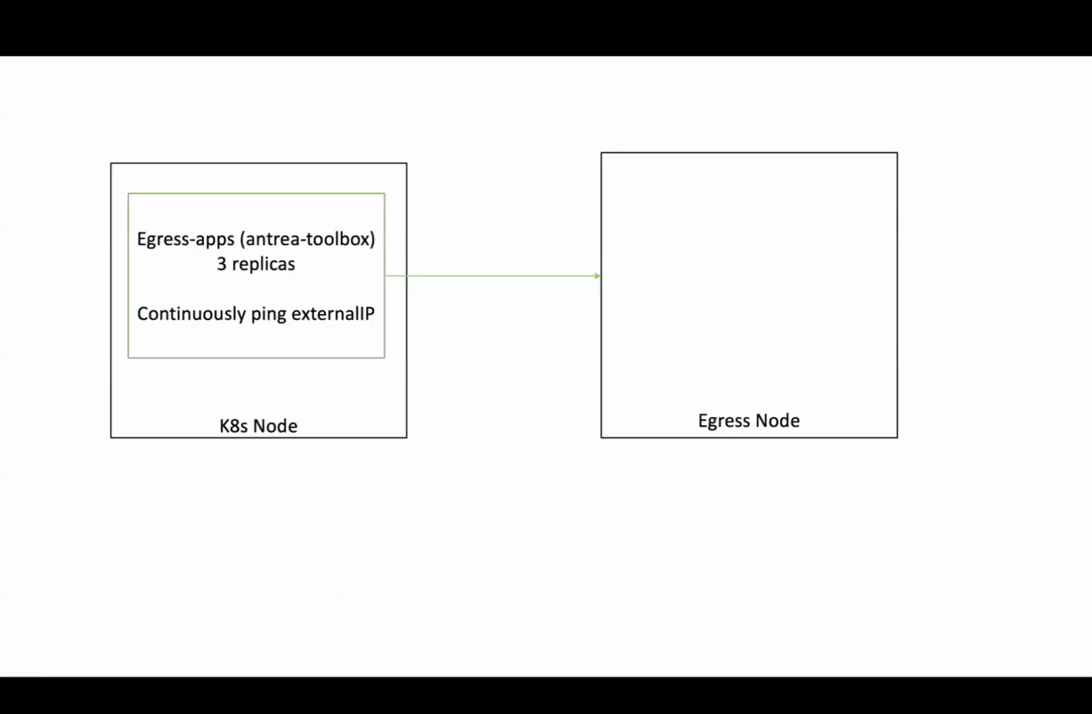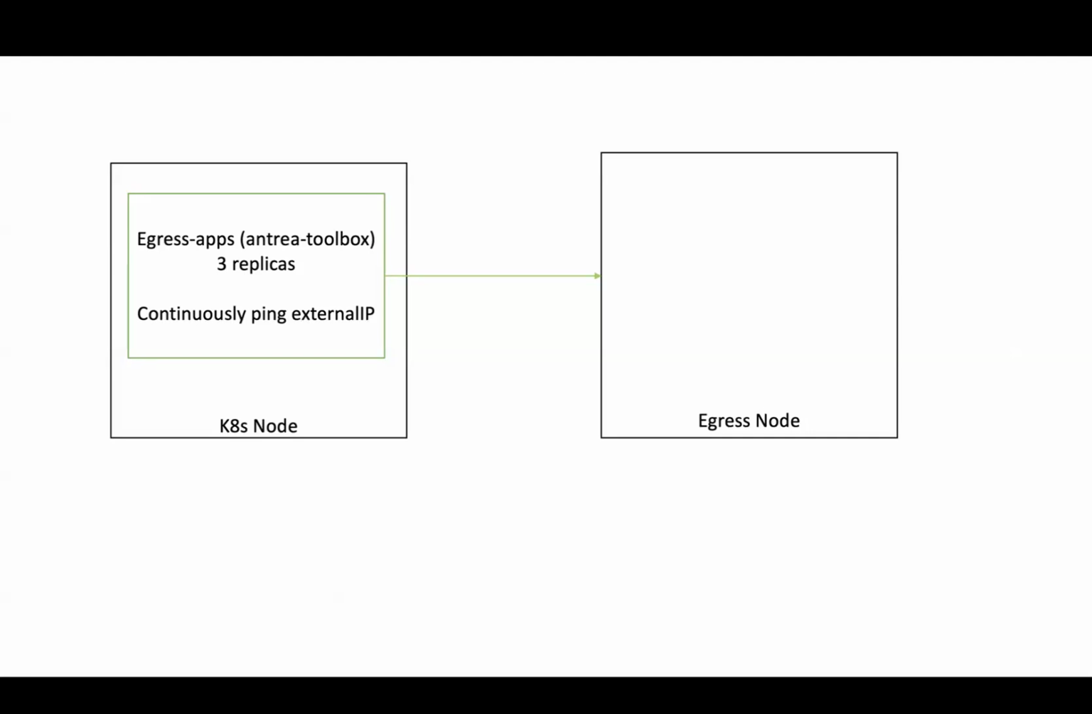Now we also had one egress. For that, we deployed 3 replicas using the Antrea toolbox image, and they were continuously pinging some external IP, and egress was applied on it. The node on which these pods were deployed and the egress node were different. We used a static egress in this case.